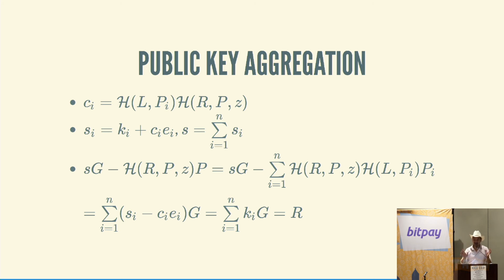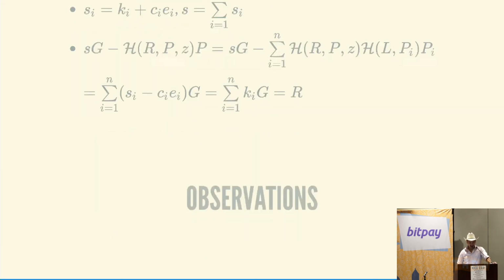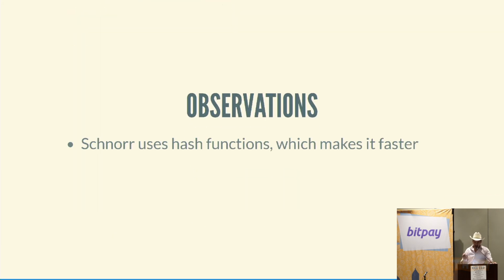And this is one of the wonderful things about Schnorr, is that because it's committing to a public point, you have this ability to manipulate things and make all of the math kind of work out. So here are some observations. Schnorr uses hash functions, which makes it a lot faster, okay? And that's the key, right?